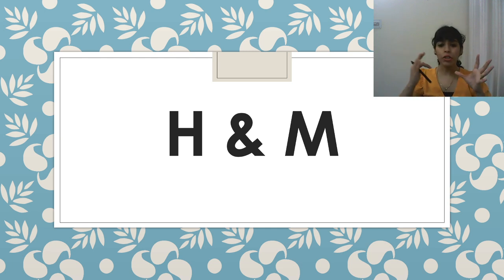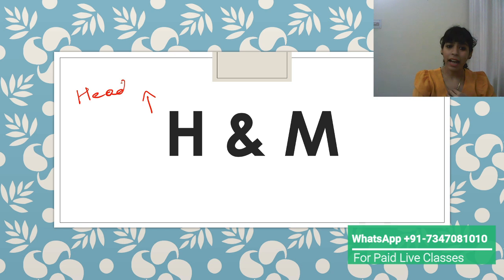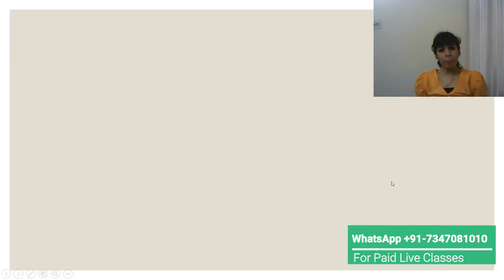So guys, H and M method. So basically H stands for headings and M stands for multiple choice questions. So H is for headings and M is for MCQs. कुछ समझ आया? चलो, कुछ नहीं होता, नहीं आया तो मैं समझाती हूँ in detail. So guys, H and M method है क्या?